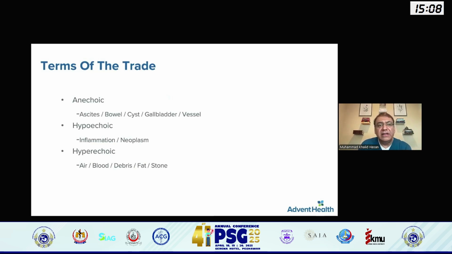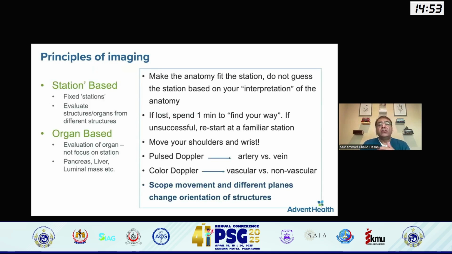Blood that is flowing is black, or what we call anechoic, with no echogenicity. But clotted blood looks hyperechogenic, and so does fat. Debris and stones look hypoechoic, usually inflammation, and neoplasms also look hypoechoic. So, principles of imaging: station-based, organ-based. Let's talk a little bit more about that.